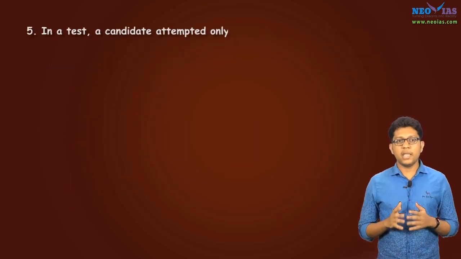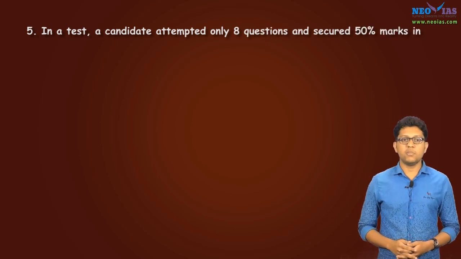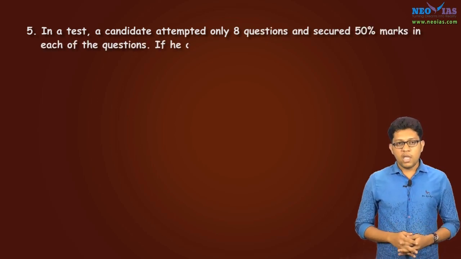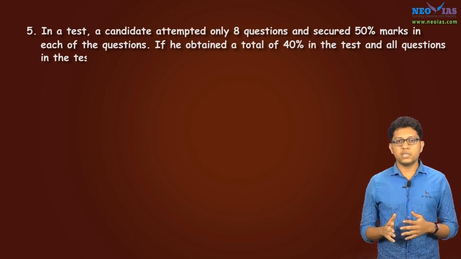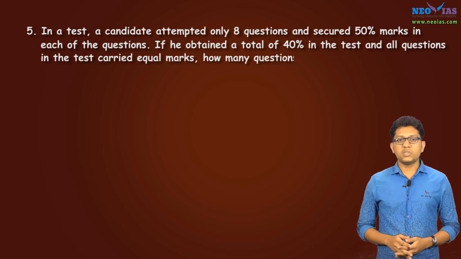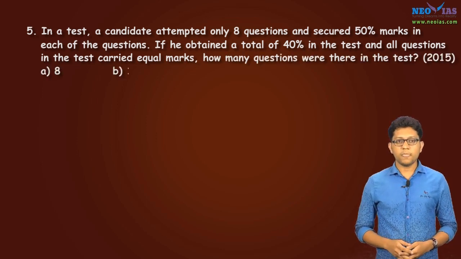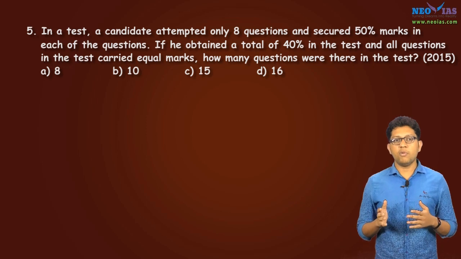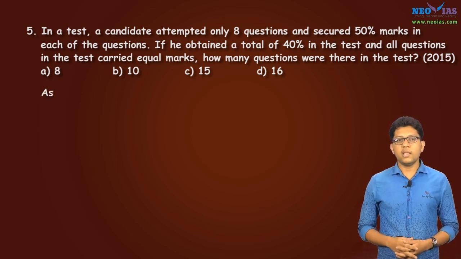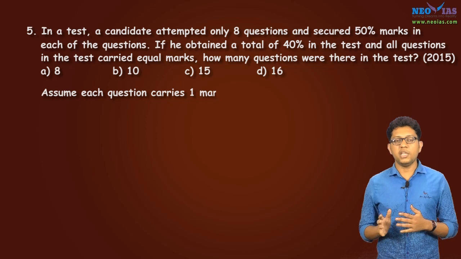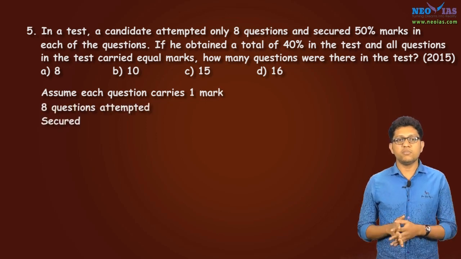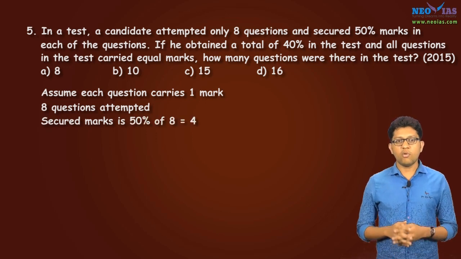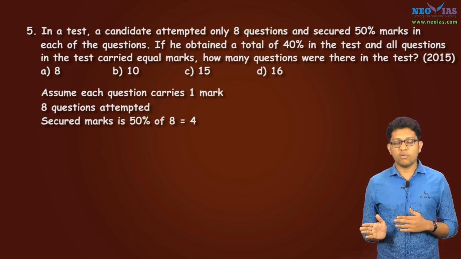The fifth question is, in a test, a candidate attempted only 8 questions and secured 50% mark in each of the questions. If he obtained a total of 40% in the test and all the questions in the test carried equal marks, how many questions were there in the test? In the question, nothing is said about the marks of each question, so we can assume that each question carries 1 mark each. It is said that the candidate attempted 8 questions and secured 50% mark in each of the questions. Thus, according to our assumption, he got 4 marks out of 8.